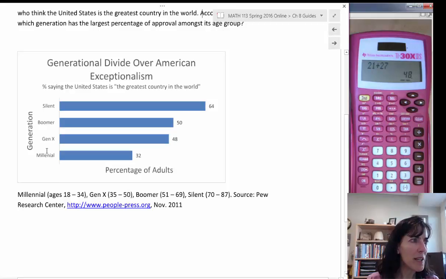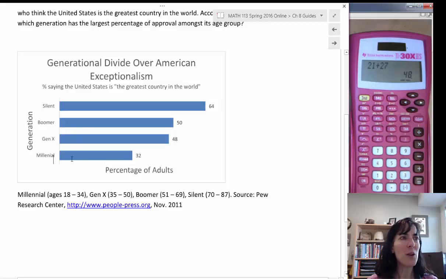Millennial, oh, I missed an N in there. I'm sorry about that. There should be another N. Millennial is ages 18 to 34. Some of you might be in that group. Gen X is 35 to 50. Didn't know that that's what y'all were called. Boomers, I happen to be in the boomer category. We're 51 to 69. And then the silent generation, what a name, is 70 to 87.